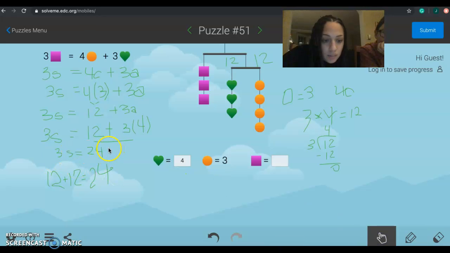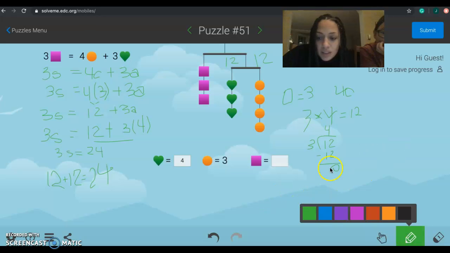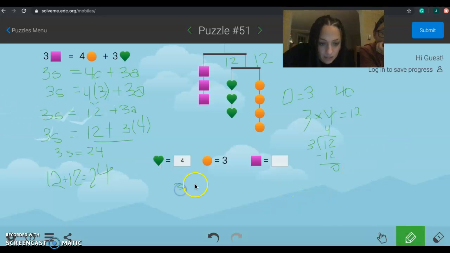Let's see if I can bring this. Can I bring this? No. Let's just write it over again. So I'm just going to write it over here so I have more space. 3s equals 24. So what would we do now?